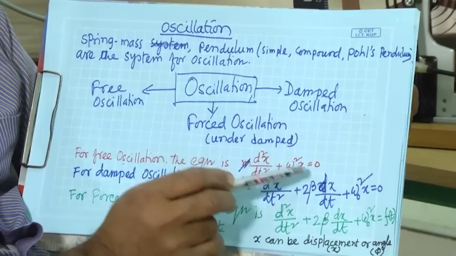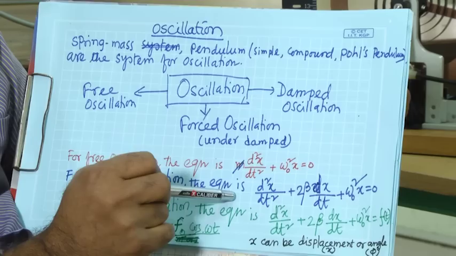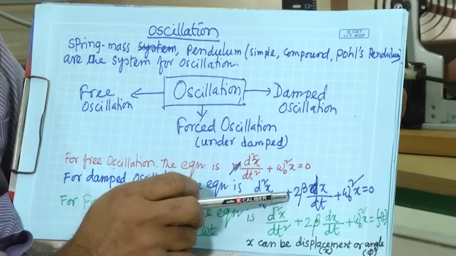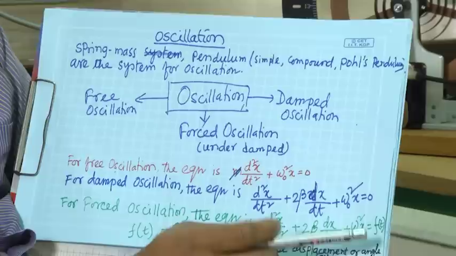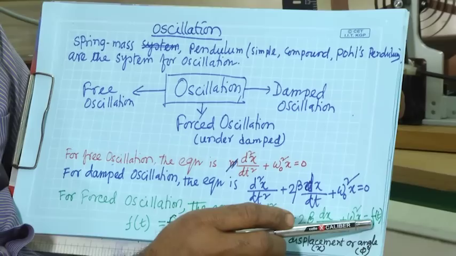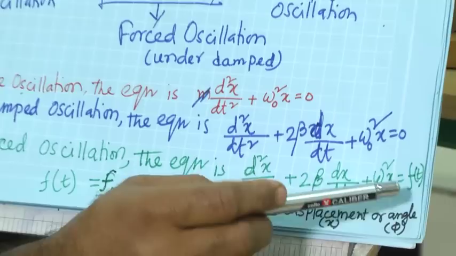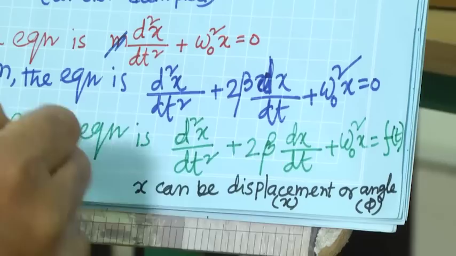So then it is free damped oscillation without any external force, that is 0. If any external force is applied, then this external force is f as a function of t. Okay. So then this is the equation of motion for forced oscillation. Okay. So this x can be displacement or it can be the angle phi.